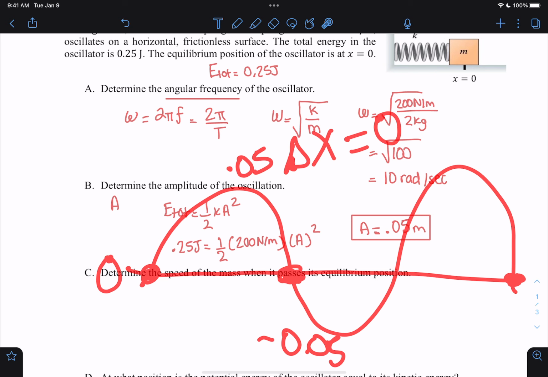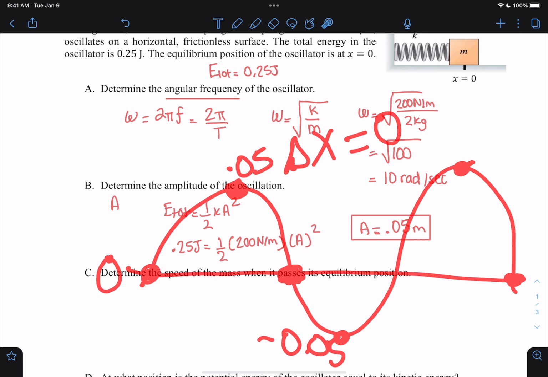So at the top, at the peaks, at these extrema, the minimums and the maximums, you're going to have all of your energy devoted to spring potential energy.